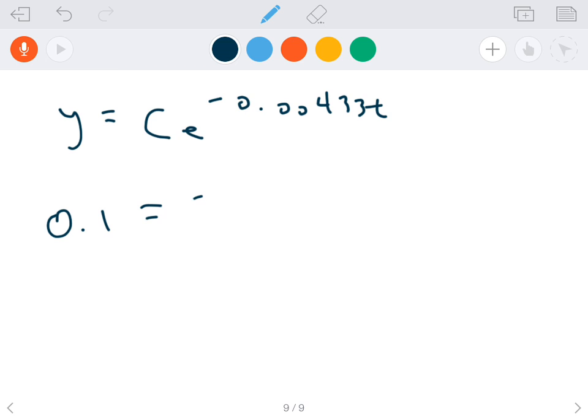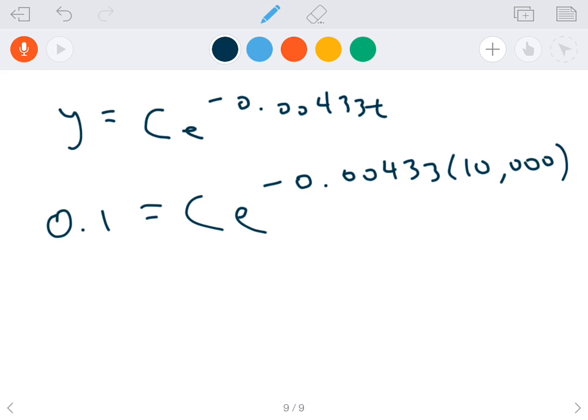Now that I have a value for k, I can say y equals C e to the negative 0.000433 t. Now I can use my data point to solve for C. It said that I had 0.1 grams after 10,000 years. Now I can solve for C.